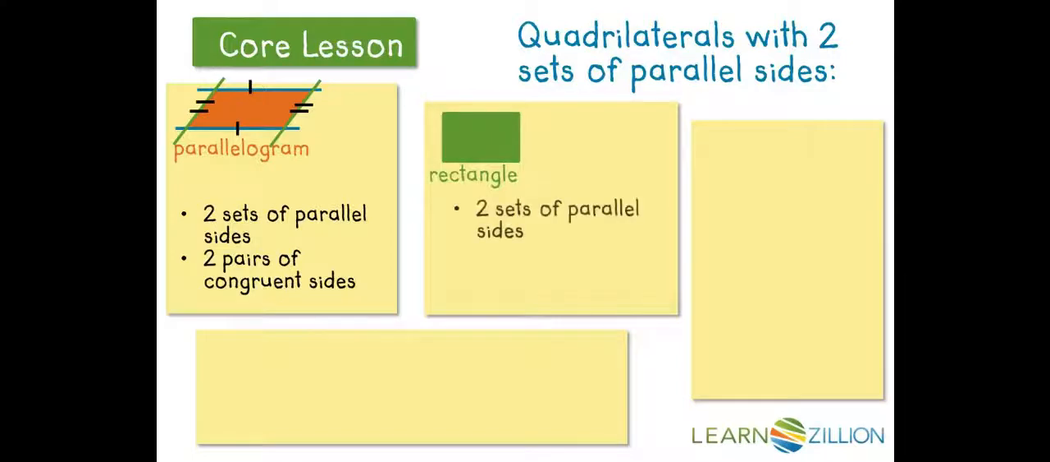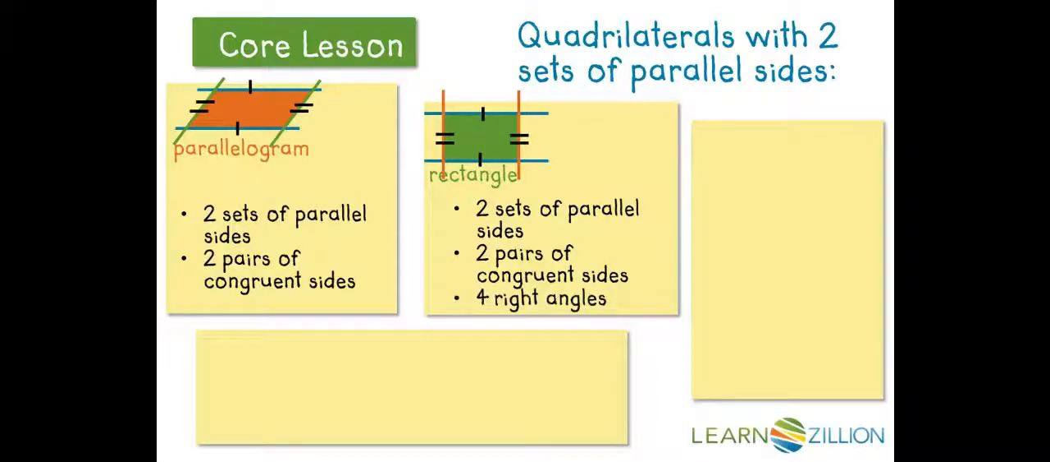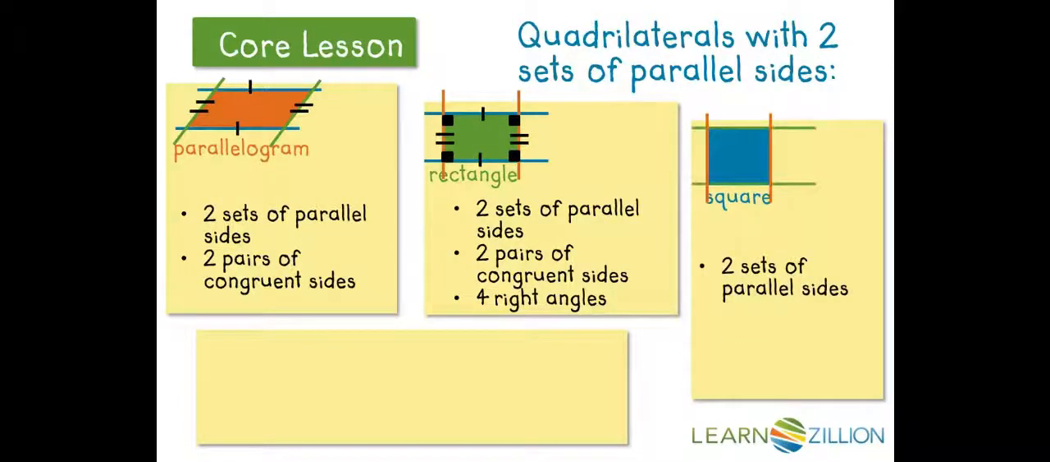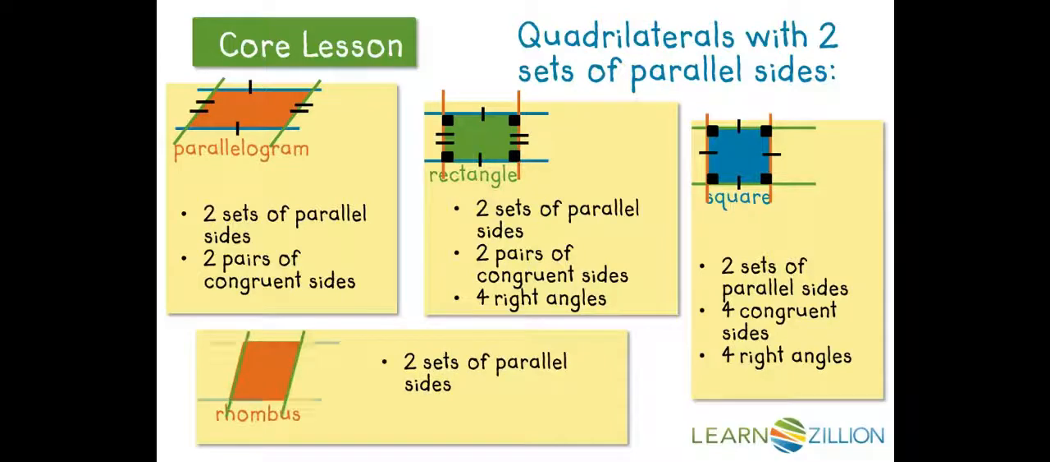A rectangle will also always have two sets of parallel sides and two pairs of congruent sides, and it will also always have four right or 90-degree angles. A square will also always have two sets of parallel sides, and it will have four congruent sides, or four sides that are all the same length, and it will also have four right or 90-degree angles. A rhombus will have two sets of parallel sides and four congruent sides, but it doesn't always have four right angles.